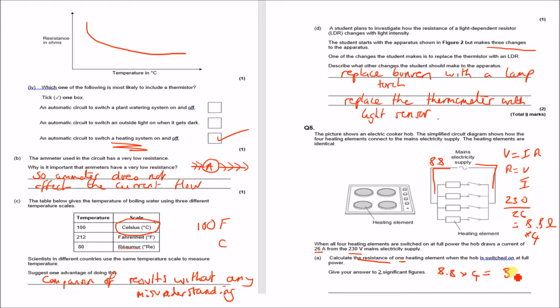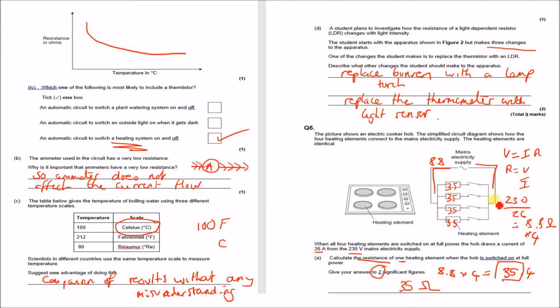gives us 35.4. And the answer is to 2 significant figures, so we only need to use these 2 figures, so the answer is 35 ohms. Okay, so that's saying that that is 35, that is 35, that is 35, and that is 35.